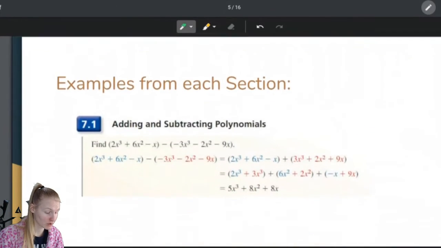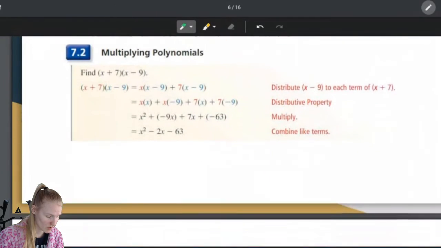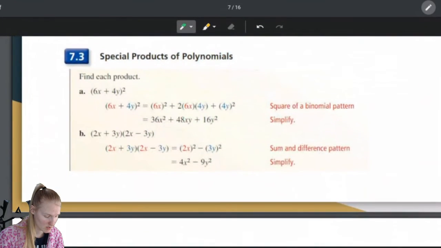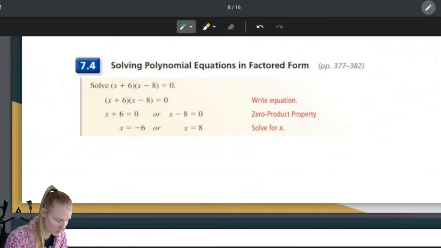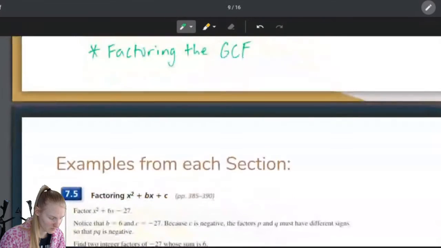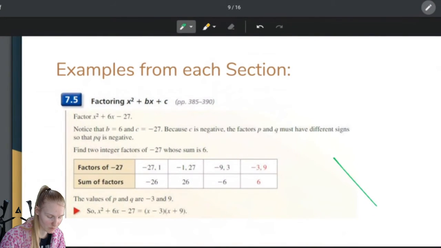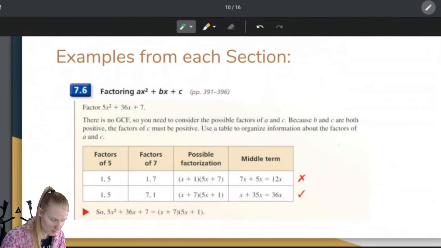So, next I've included examples from each section, just like we did when we did the quiz. Examples from 7.1, 7.2, 7.3, 7.4. It doesn't have an example, but factoring the GCF, make sure you know that too. 7.5, the way that we did it this way, adds to 6, multiplies to -27. And these ones, we did it this way, factors of 1, or factors of 5, factors of 7, and then we crisscrossed.